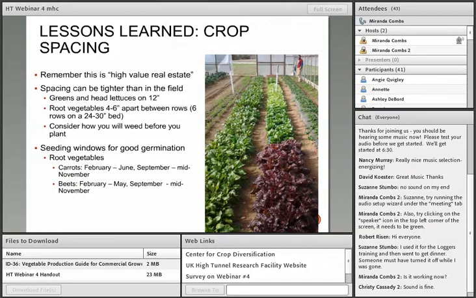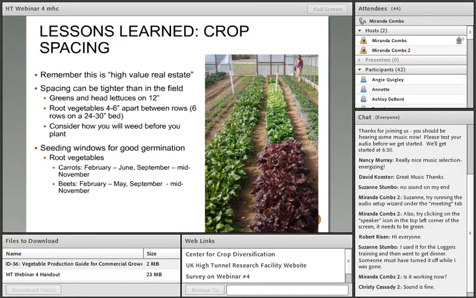So spacings that have worked well for us are greens and head lettuces on 12 inches both within and between the row. So our beds are about 30 inches wide at the base, about 24 by the time you get to the top of the bed. They're just ever so slightly raised, and then about a foot in between. So on a 30 by 72 high tunnel, we're talking about 8 beds that are about 2.5 feet wide with about a foot in between. That's a little bit tight working space.